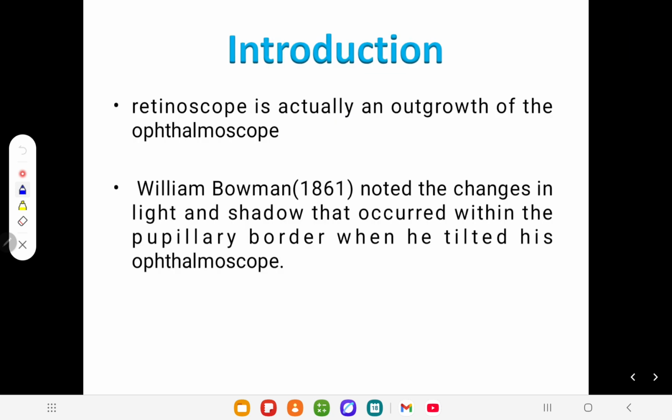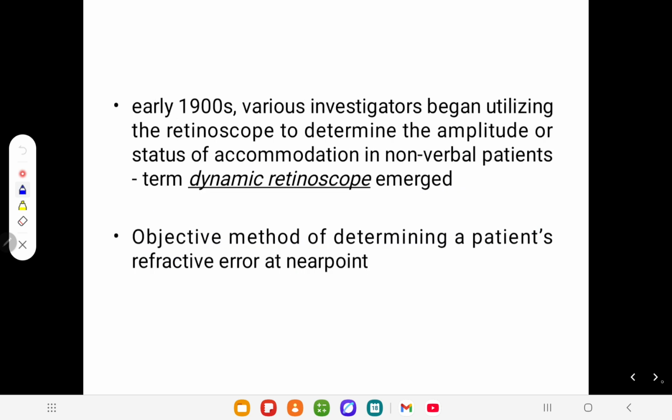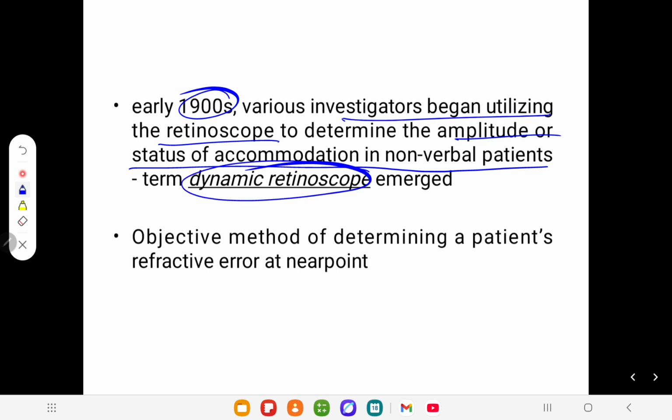Let's see what happens. Basically, retinoscopy is an outgrowth of ophthalmoscopy. That's the basic concept. William Bowman noted the change in the light and shadow within the pupillary border when he tilted his ophthalmoscope. That's why the ophthalmoscope is a precursor of the retinoscope, as we already told you. In the early 1900s, various investigators began utilizing the retinoscope to determine the amplitude of accommodation in a non-verbal patient, especially a patient who cannot speak. That is dynamic retinoscopy.